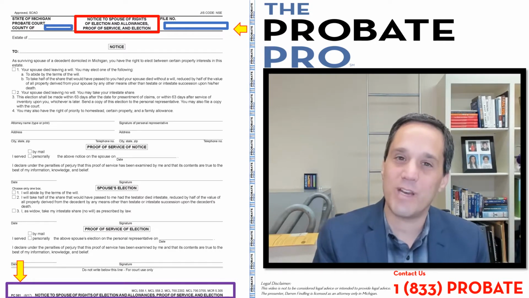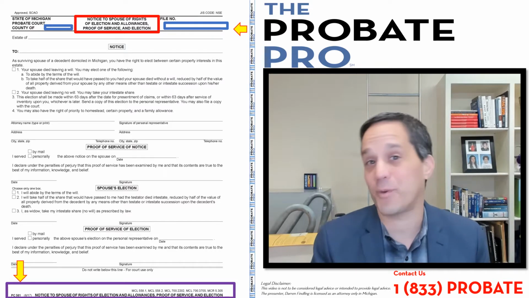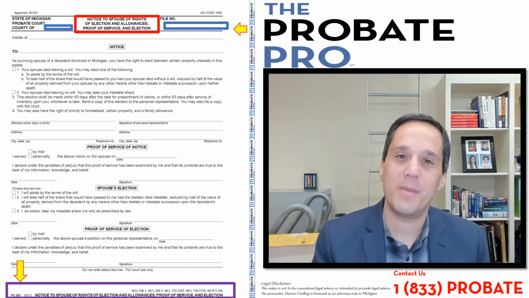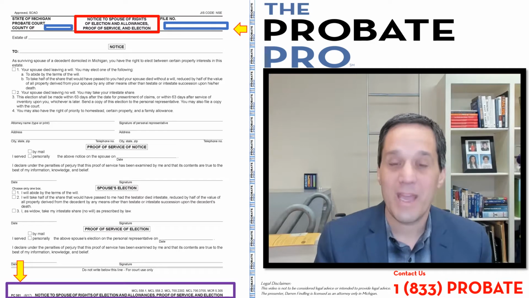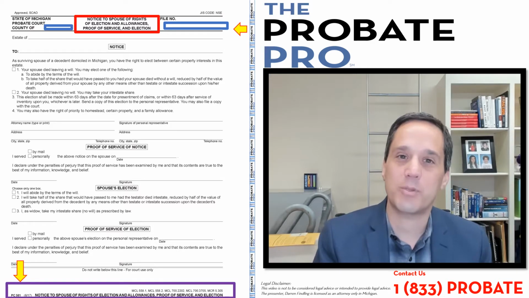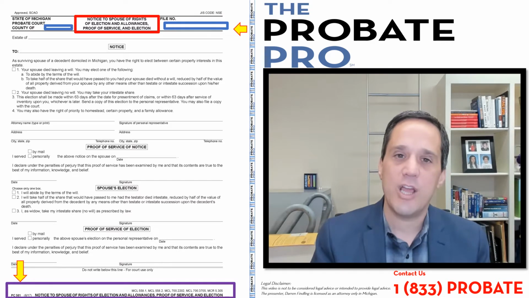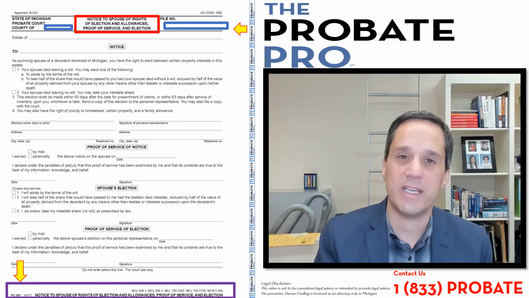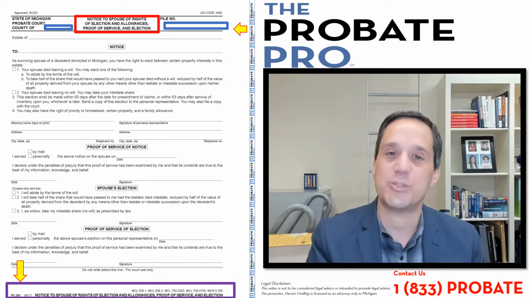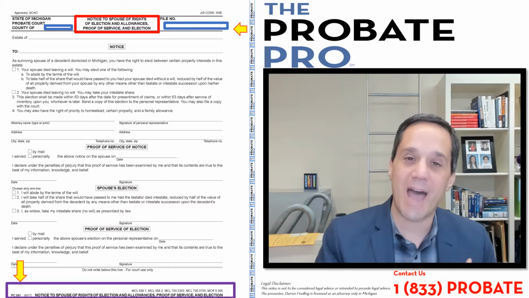State Court Administrative Order, SCAO, PC for Probate Court. This form is a confusing form. It's hard for personal representatives to fully understand the scope of their responsibilities when they're administering a deceased probate estate and they're not the spouse.